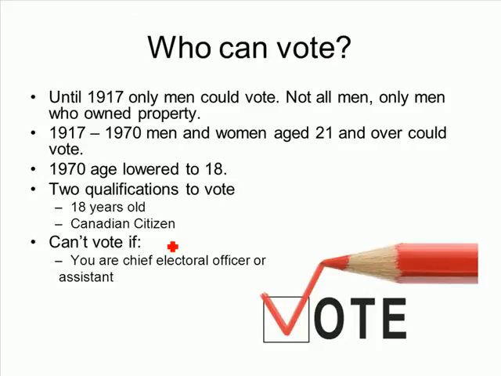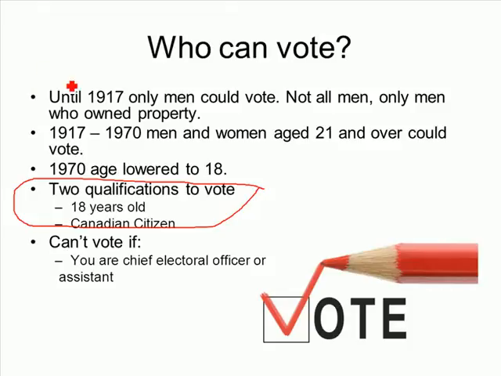Who can vote? Well, there's basically only two major qualifications to vote nowadays, and those two qualifications are you must be 18 years old and you must be a Canadian citizen. Now, that wasn't always the case, though. I think we often think that that's always been the case because that's what we're used to.